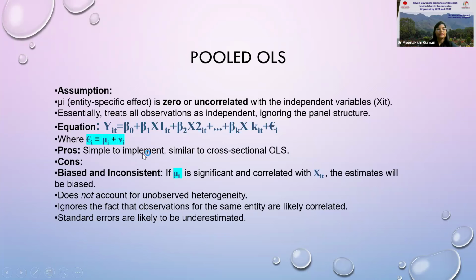The benefit of pooled OLS is that it's simple to implement, similar to cross-sectional OLS, with no difference; we simply run it. But whatever results we get will be biased and inconsistent, because it assumes there is no correlation between the entity-specific effect mu i and your independent variables. It doesn't account for unobserved heterogeneity, and it ignores the fact that observations for the same entity are likely correlated.